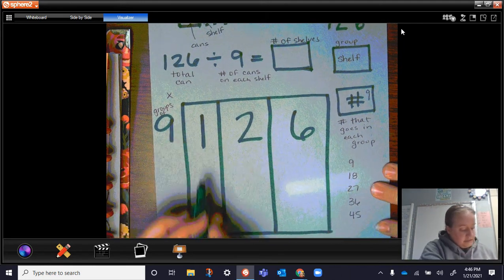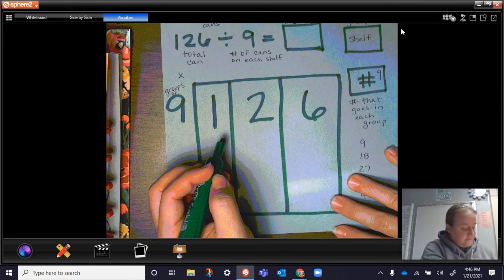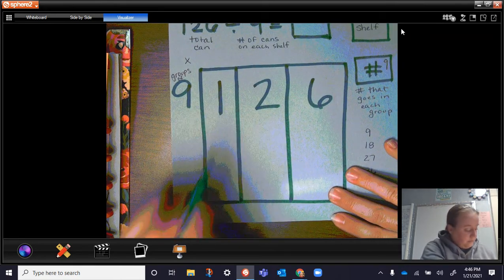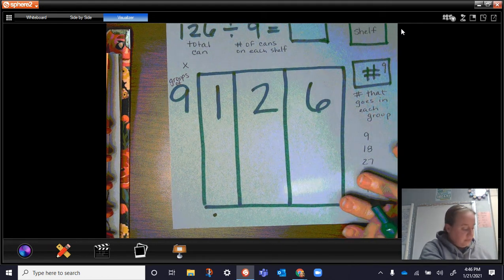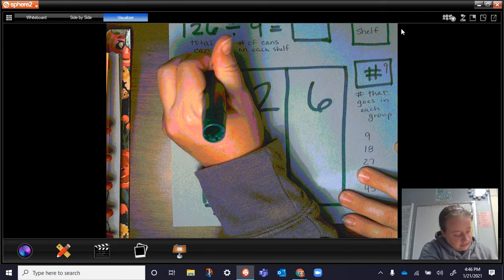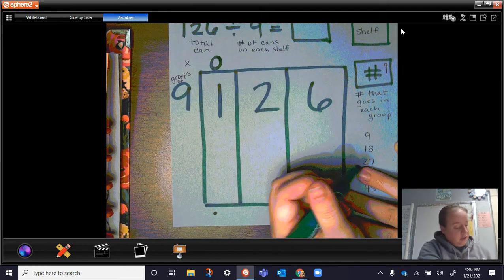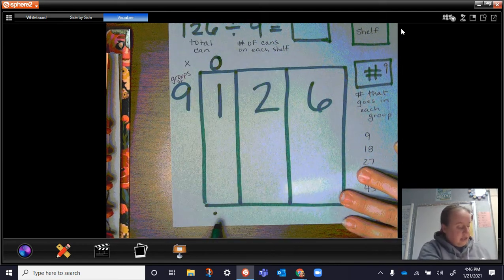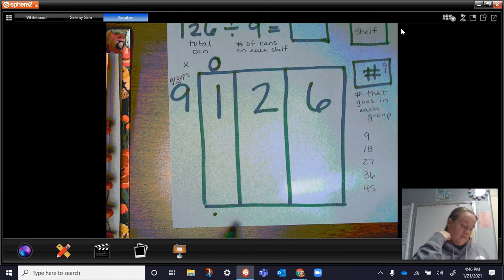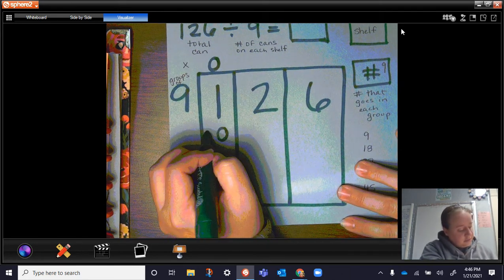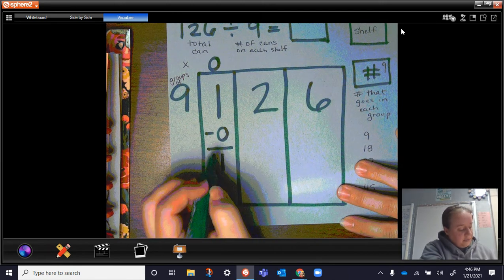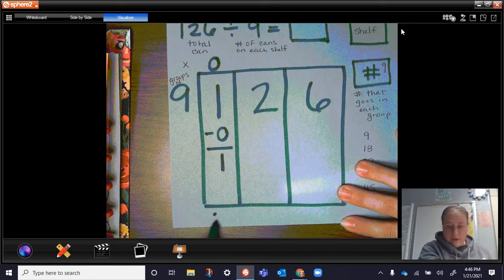All right, so let's look at our first box. We're going to start here on the left. I have 1. If I have 1 of something, can I make a group of 9? The answer is no. I can make 0 groups of 9. Then I'm going to multiply to see what I have left over. So 0 times 9 is 0. I subtract. 1 minus 0 is 1. There's the 1 that I wasn't able to make a group with.